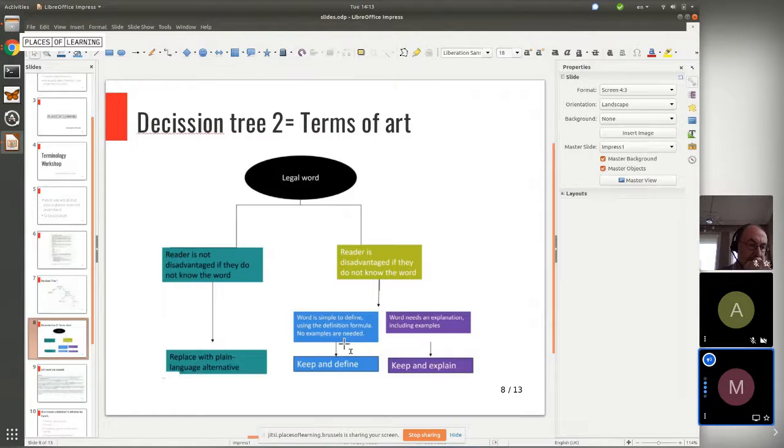In the case that the word needs an explanation, we can keep the word and explain it. So that is two different things: the definition and an explanation. Sometimes a definition can be enough. We keep the word and we define, or we keep the word and explain. But these are the important words. They are legal terms in which the reader is disadvantaged if they don't know it. So as drafters, we are obliged to explain it.